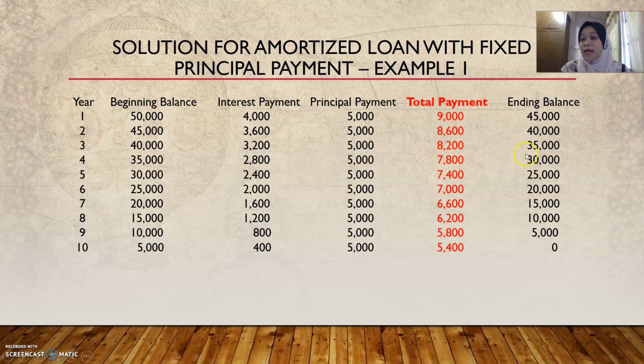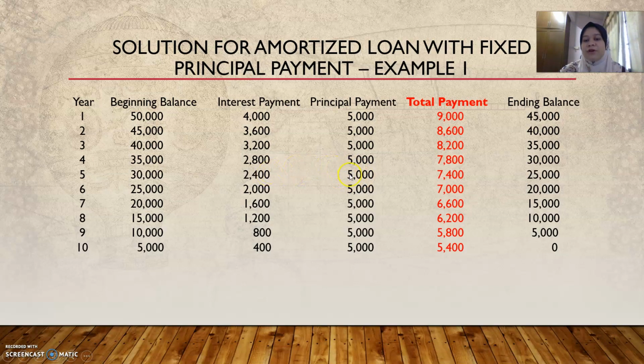So how are you going to get the ending balance 30,000? 35,000 here minus the principal payment, you will get 30,000. So 30,000, you bring it to the 5th year. 30,000 here, how are you going to get the interest payment 2,400? 8% times 30,000, so you will get 2,400. And then the principal payment will remain the same, which is 5,000.